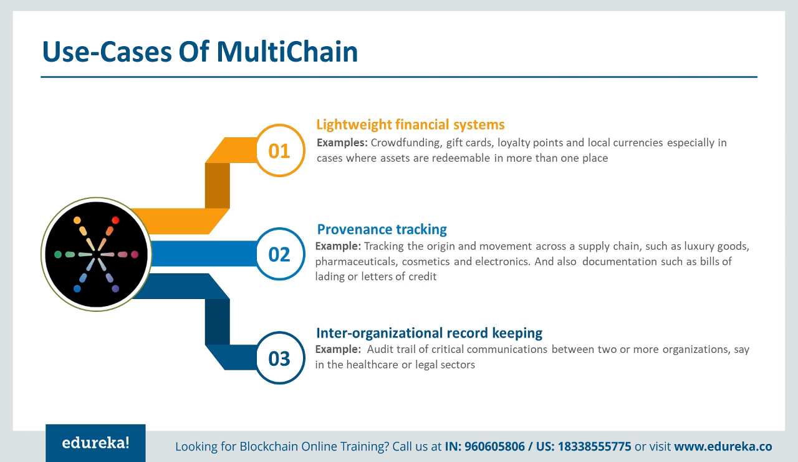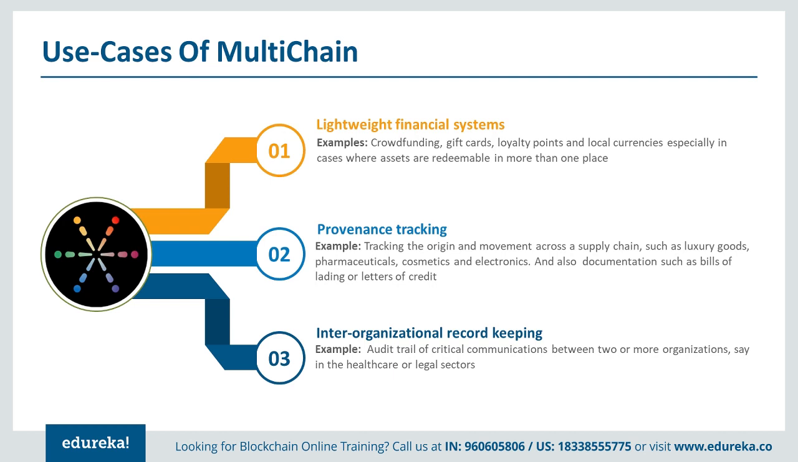Provenance tracking is a standard feature of blockchain, where you can track the asset from beginning till the end. So that is also part of MultiChain. You have the blocks, you have the transactions, you can trace any transaction backward. So that feature is there. Inter-organization record keeping: as I mentioned, it can work across multiple organizations as long as they are able to connect with each other, and each organization will be keeping the records.